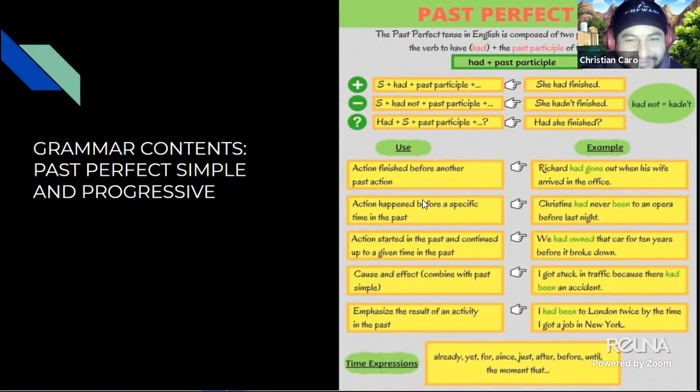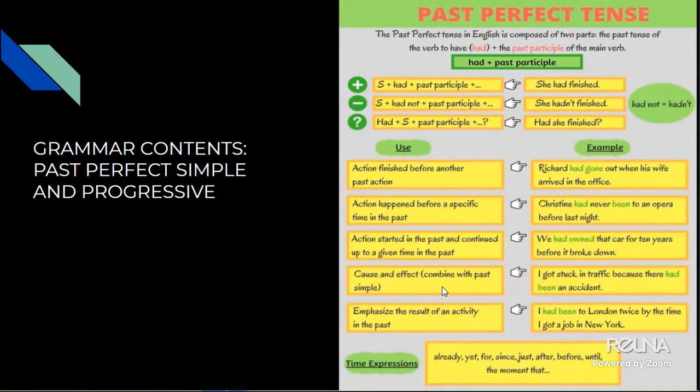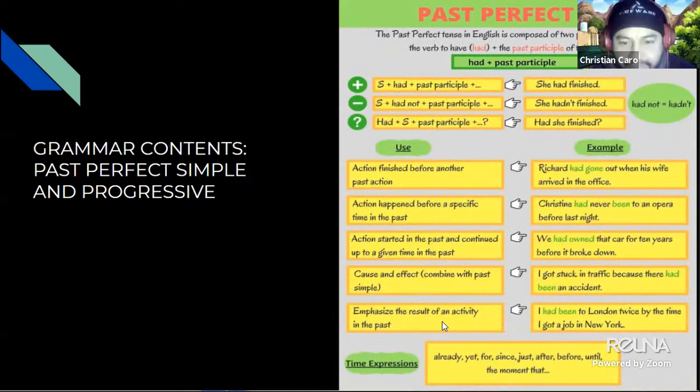All right. So what is the use of the past perfect tense? We use it for actions finished before another past action. Also, we use it for actions happened before a specific time in the past. Also, for actions started in the past and continued up to a given time in the past. Cause and effect in combination with the past simple, and to emphasize the result of an activity in the past.